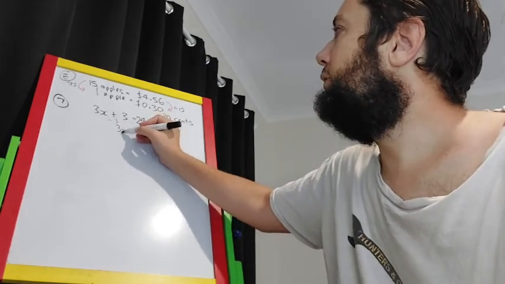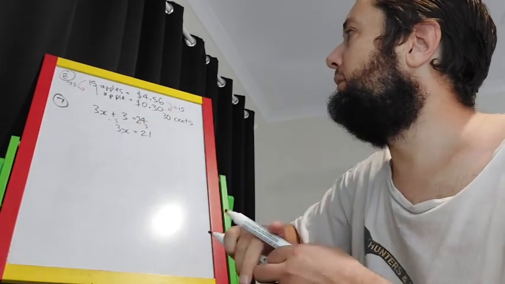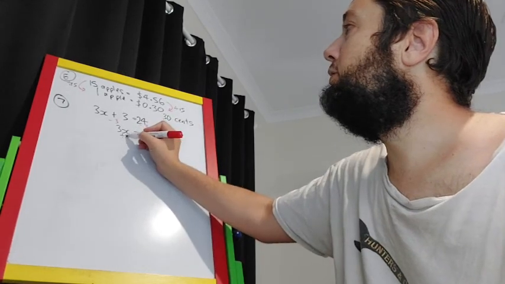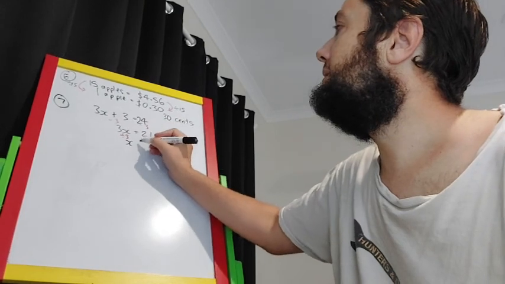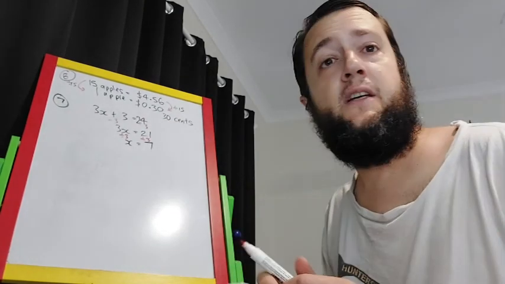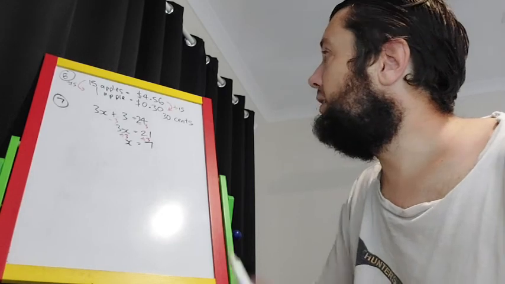All right, so take 3 from both sides. You get 3x is 21. Opposite of multiplying by 3 is dividing by 3. We get x is 7. And that's the answer.